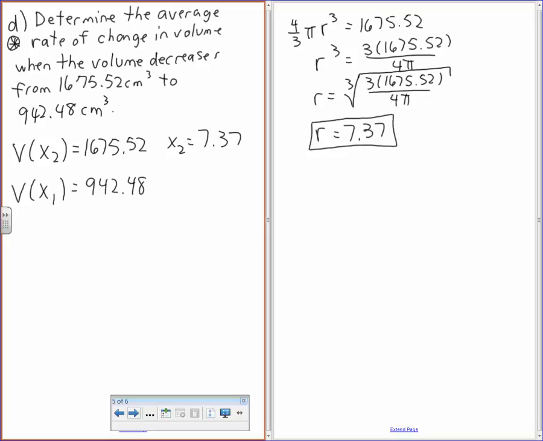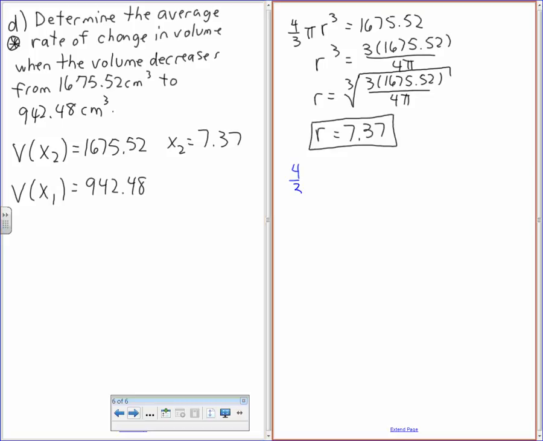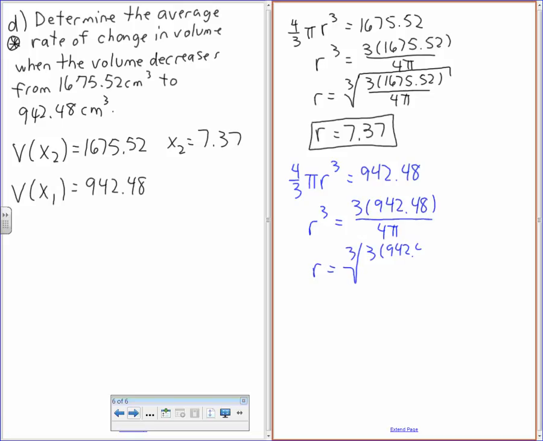Lovely. So I'm going to do the same thing again in blue. I'm going to say 4/3 pi r cubed equals 942.48. R cubed equals 3 times 942.48 all over 4 pi. R equals the cube root of all that. 6.1, you said? 6.1.